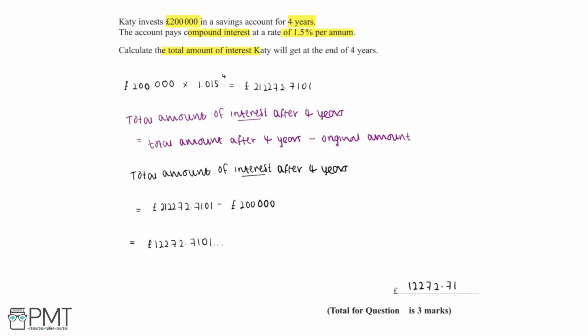Now this question is worth 3 marks. We get the first mark for finding that the total amount of money that Katie will have in her account at the end of the 4 years is 200,000 multiplied by 1.015 to the power of 4.